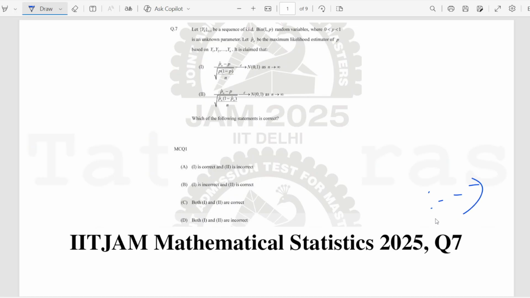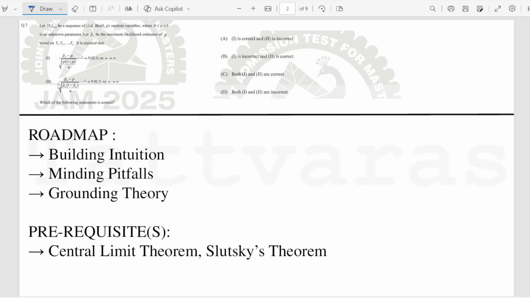Let's get started with this question. And if you look at it, it will scream central limit theorem. You are given a sequence of IID binomial or Bernoulli variables, and there are two statements regarding the convergence of distribution, and you have to say which one is correct. We'll see it uses central limit theorem, obviously, and Slutsky's theorem as well.